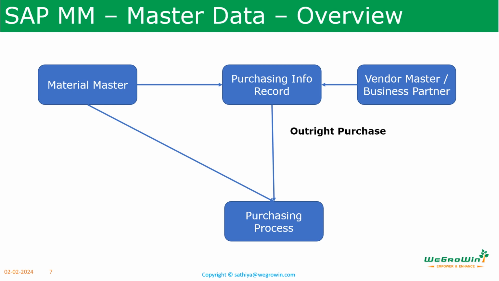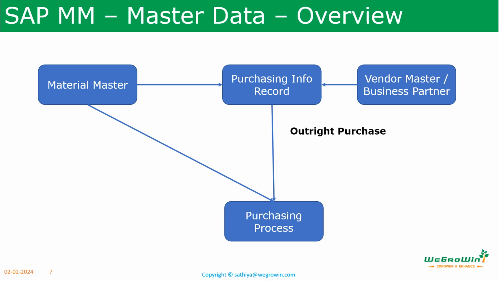Next, let us see the overall master data required for the purchasing process, that is materials management. The material master record and vendor master record, now called the business partner, are the most important master data in the procurement process. When you create purchasing documents, the system facilitates data entry by copying the data from existing master records as default values into the purchasing documents.